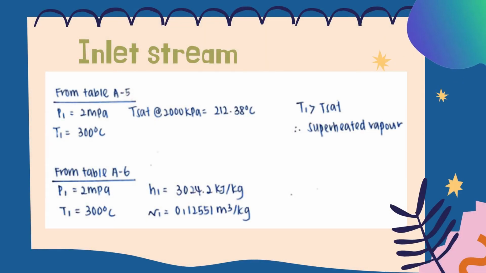First of all, we need to identify the state of the inlet stream. From the information given, we know that P1 equals 2 megapascal while T1 equals 300 degrees Celsius. By referring to table A5, the saturation temperature at 2000 kilopascal is 212.38 degrees Celsius. Since T1 is greater than T saturation, it is superheated vapor, so we need to refer to table A6. At 2 megapascal and 300 degrees Celsius, the enthalpy of the vapor is 3024.2 kilojoules per kilogram, while the specific volume of the superheated vapor is 0.12551 cubic meters per kilogram.